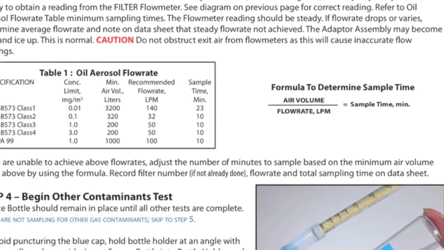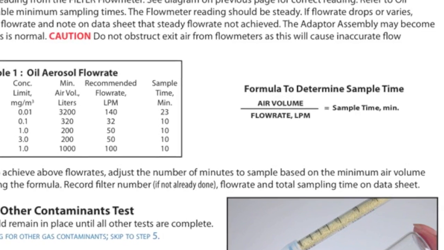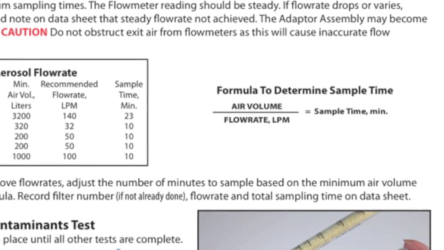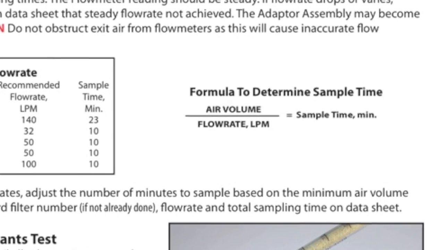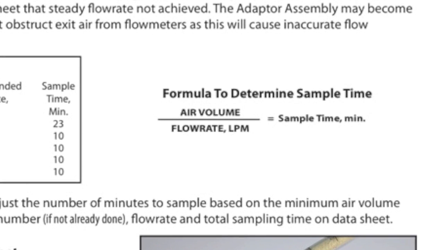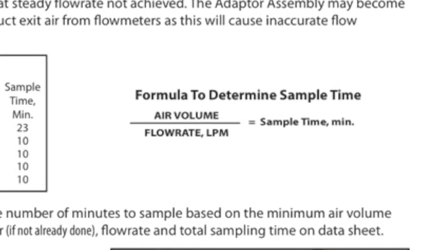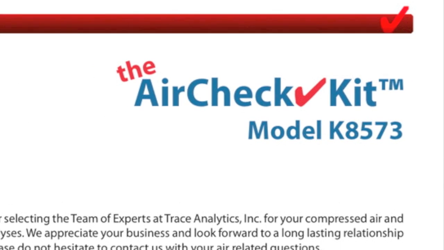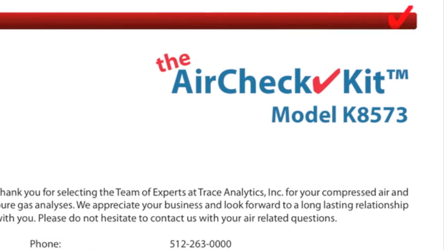If you're unable to obtain the recommended flow rate, then take the required air volume from Table 1, divide it by the flow rate that you can obtain, and this will give you the correct sample time in minutes. The formula is noted in the sampling instructions.